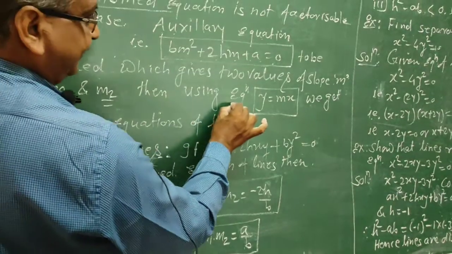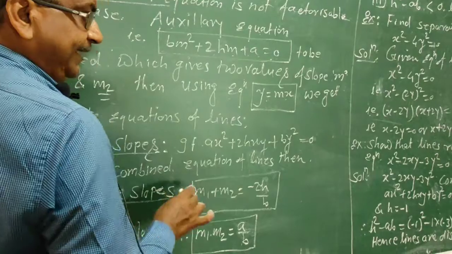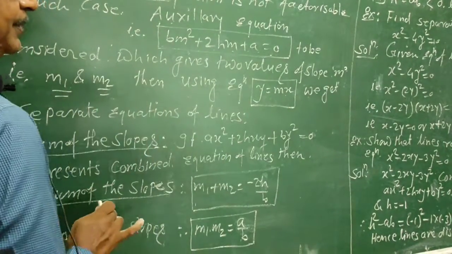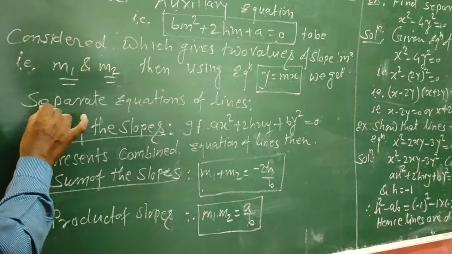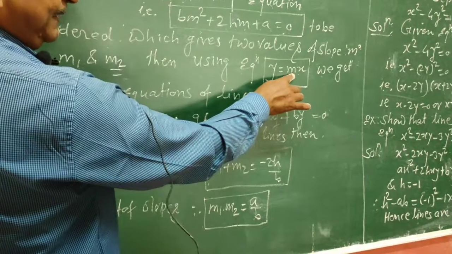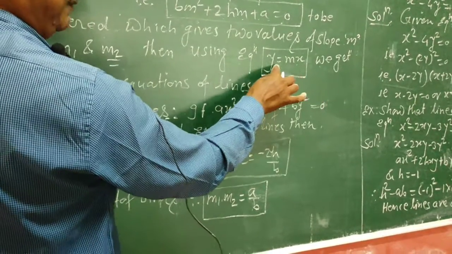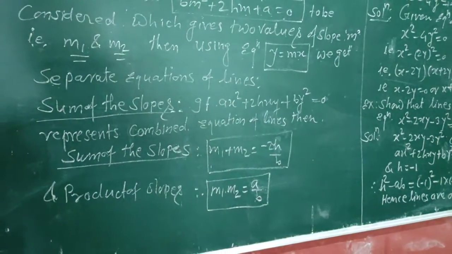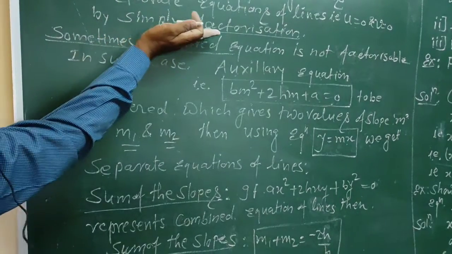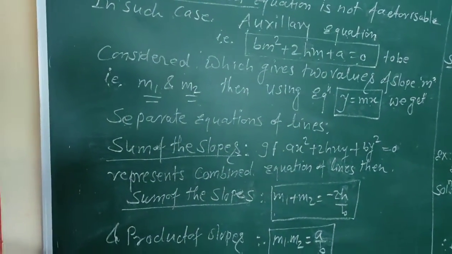Then using the equation y is equal to mx, this is the equation of a line passing through the origin, and we get the separate equations of the lines by putting different values of m here, that is, y is equal to m1 x and y is equal to m2 x. So in this way, if the given equation is not factorizable, then the auxiliary equation is to be used.